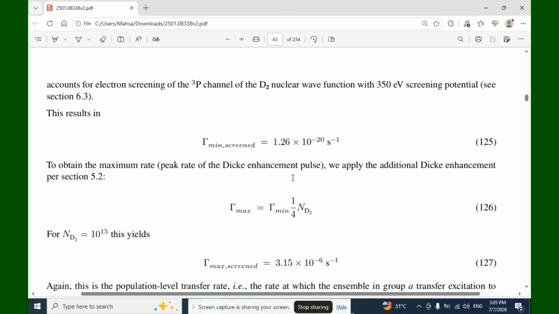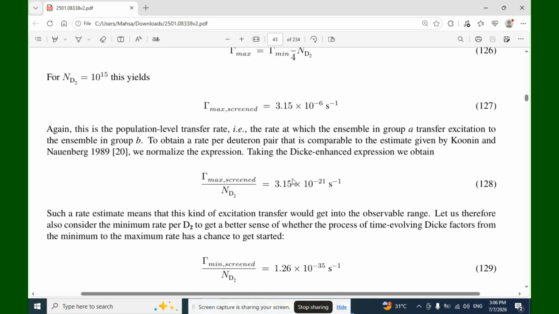To obtain the maximum rate, the peak rate of the decay enhancement pulse, we apply the additional decay enhancement per section 5.2. Gamma maximum is equal to gamma minimum times 1 divided by 4, and N deuterium is equal to 10 to the power of 15. This yields gamma maximum screen equal to 3.15 multiplied by 10 to the power of minus 6 per second.